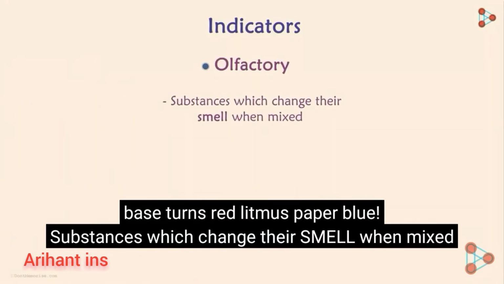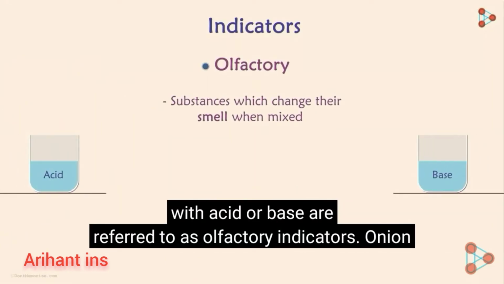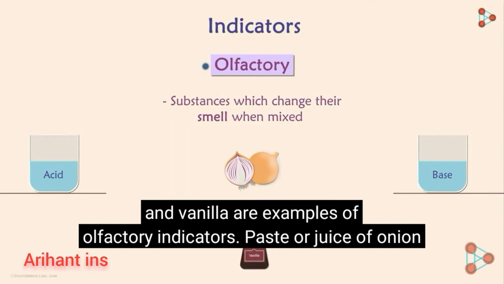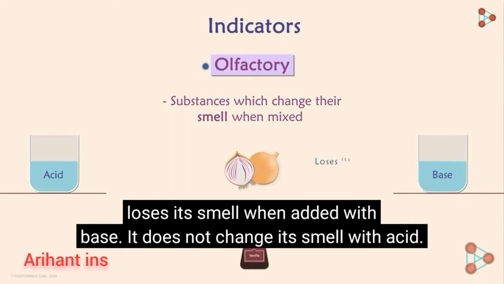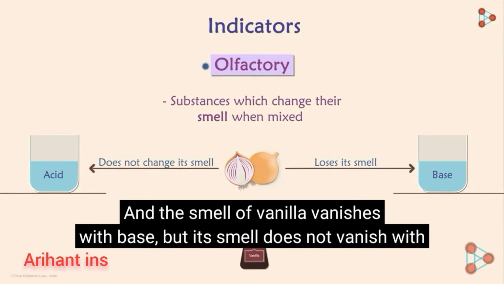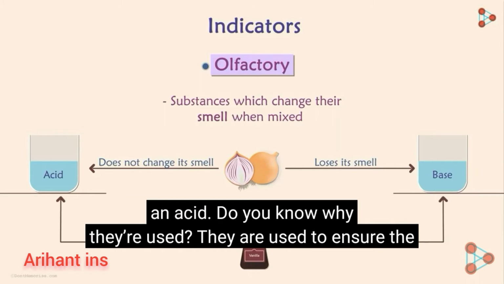Substances which change their smell when mixed with acid or base are referred to as olfactory indicators. Onion and vanilla are examples of olfactory indicators. Paste or juice of onion loses its smell when added with base. It does not change its smell with acid. And the smell of vanilla vanishes with base, but its smell does not vanish with an acid.